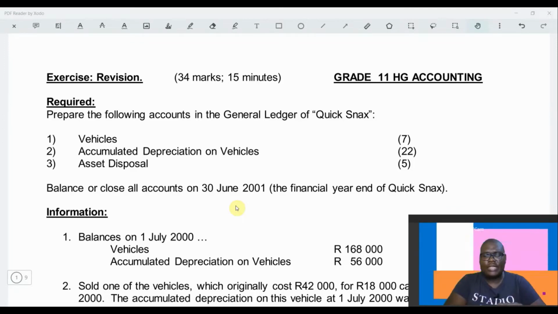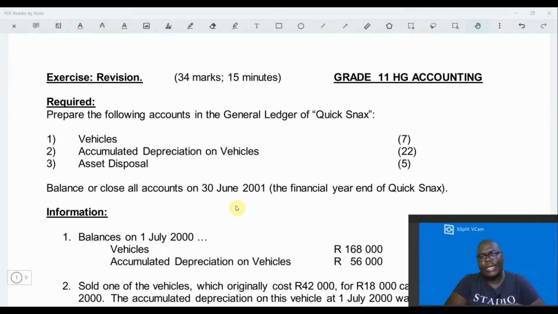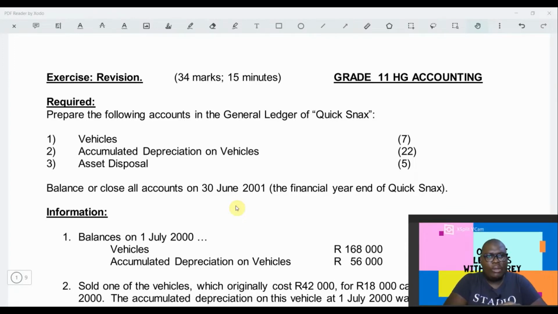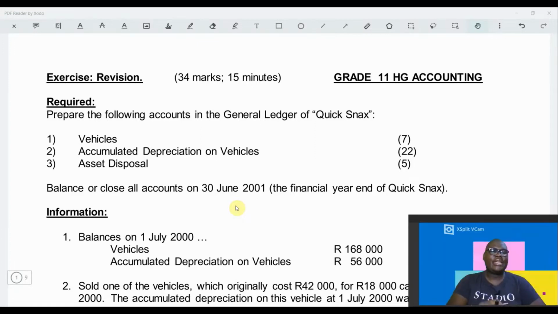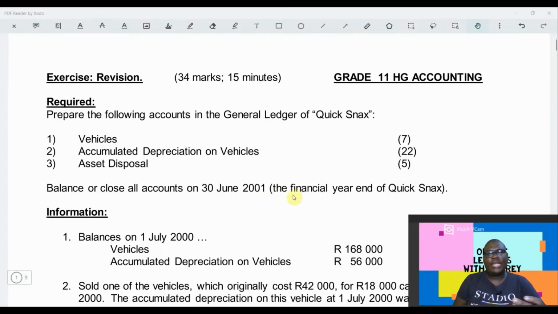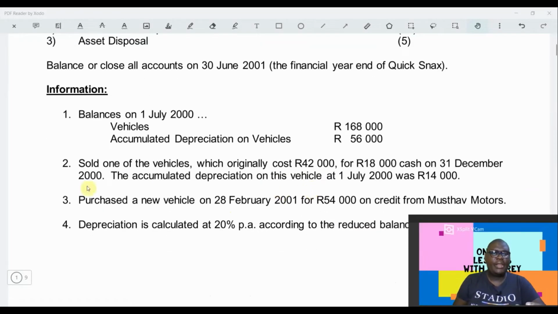With that being said, let's get into the activity and understand what we are required to do. We are told to prepare the following accounts in the general ledger. The first account that we must prepare is the vehicles account. Second account, accumulated depreciation on vehicles, and the last account is the asset disposal account. And then they're saying that we should also balance or close off the accounts on 30 June, which is at the end of the year. And then we are given some information that we need to take into consideration when we deal with these accounts.